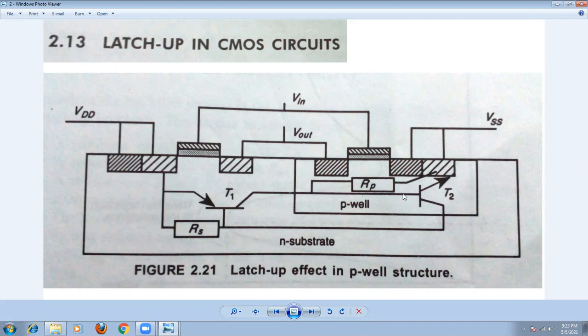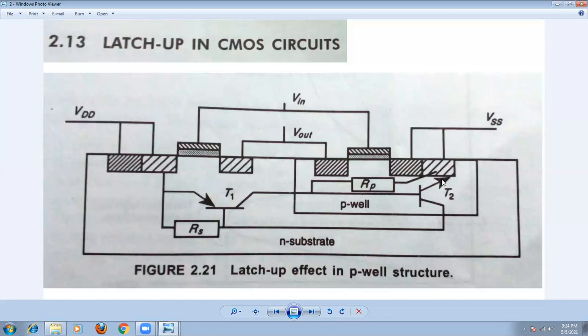Similarly, this is the emitter, this is the base terminal. Whenever there is a current flow in the well structure, there is some amount of voltage drop across the resistance RP. That voltage is across the base and emitter of the transistor T2. So when the two transistors are turned on, there is a low resistance path between the emitter and collector. Just observe the very low resistance here, because when this transistor enters saturation, this transistor also enters saturation. So both transistors are turned on, and there exists a low resistance path.